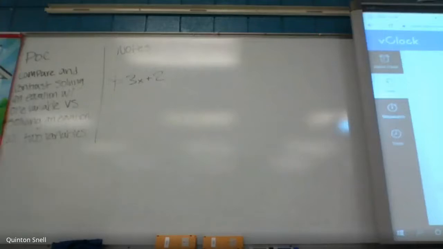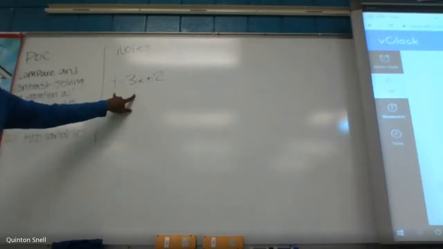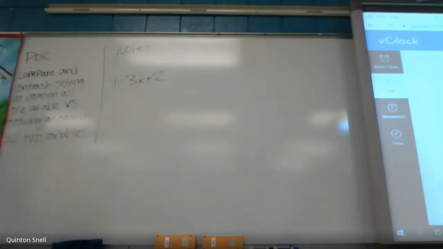My POC is comparing solving an equation with one variable versus solving an equation with two variables. What I know is it's asking me to solve for x, and I know it also has two variables, so it's gonna end up being a fraction. What question do you have? I'm gonna help y'all. Do you know what the first step is? Yeah, I already know how to solve that.